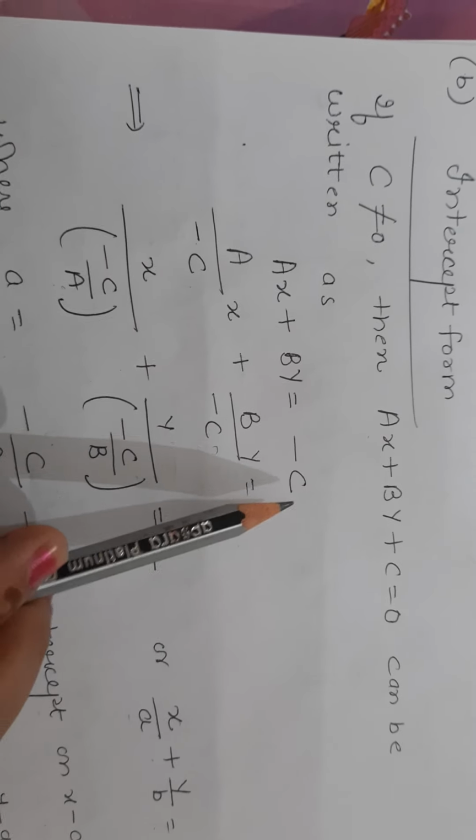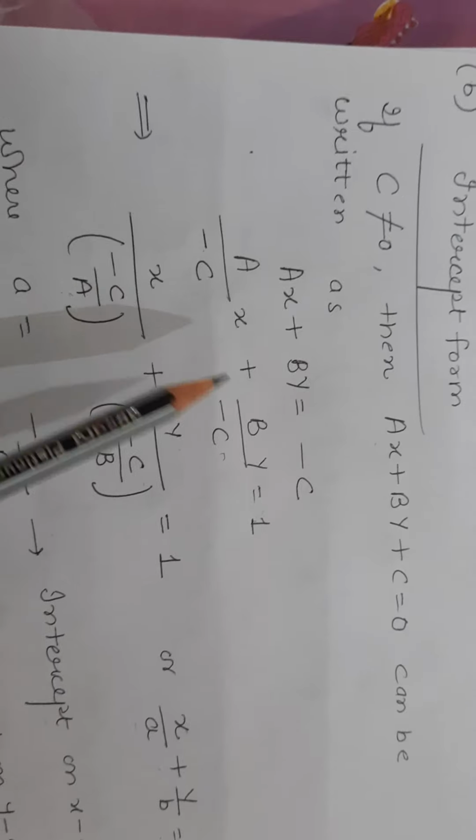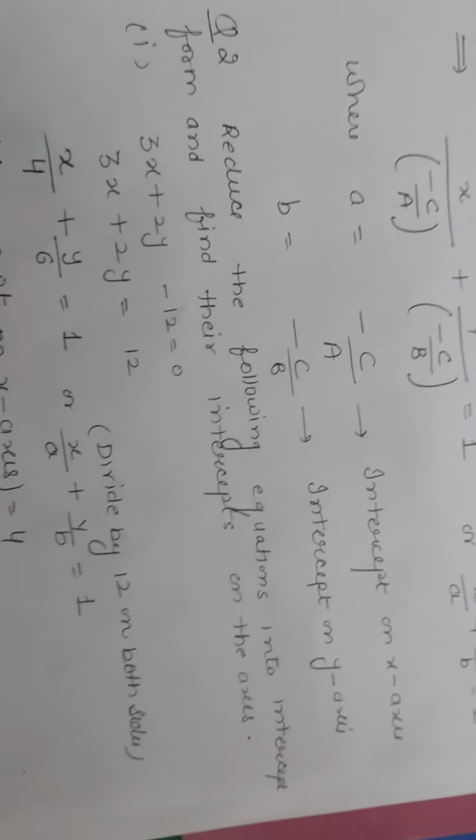Because in this equation you are going to divide by c. So this c should be non-zero. Now, just look at the question.